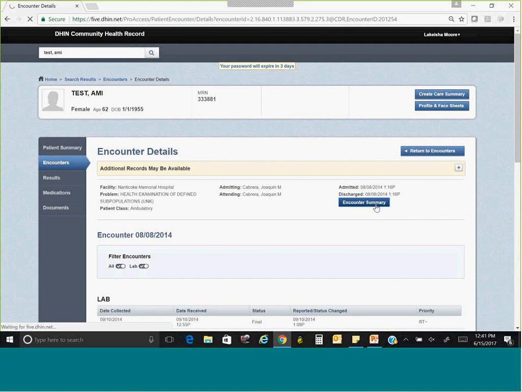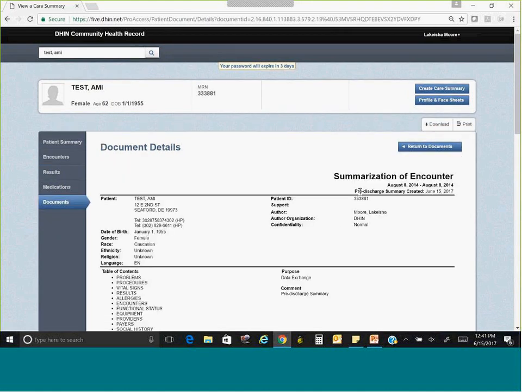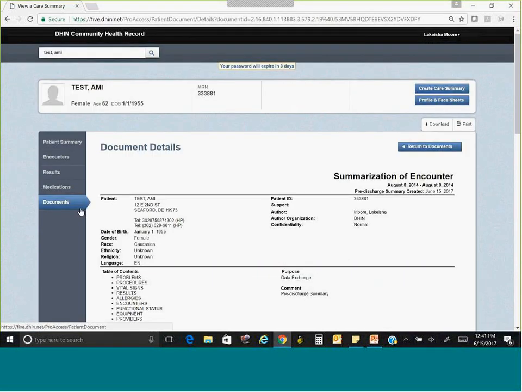Encounter summary is created, and now if I wanted to, once again, print this encounter summary, I can do that. It's on the Documents tab for me, or I can download this. And once again, when you download it, it does download as what is called an XML type document, which your EMR loves. Your EMR kind of understands that format.